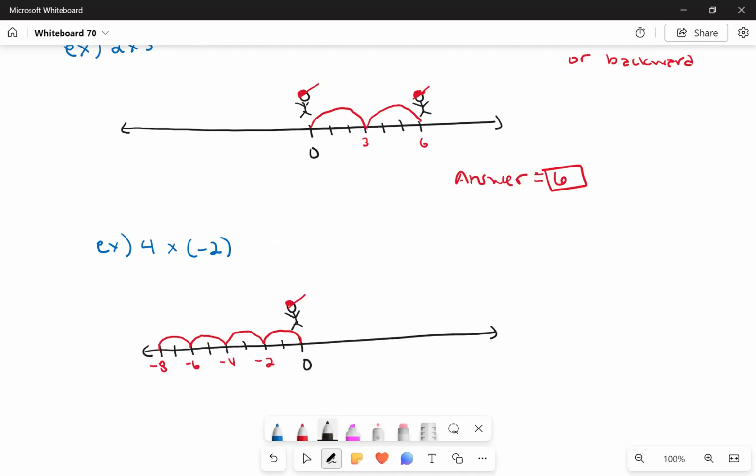Now you can be cute and actually draw a little person and physically move them along the number line, these little jumps. But this is the best way we can indicate it right now. All right. And so our answer is -8.